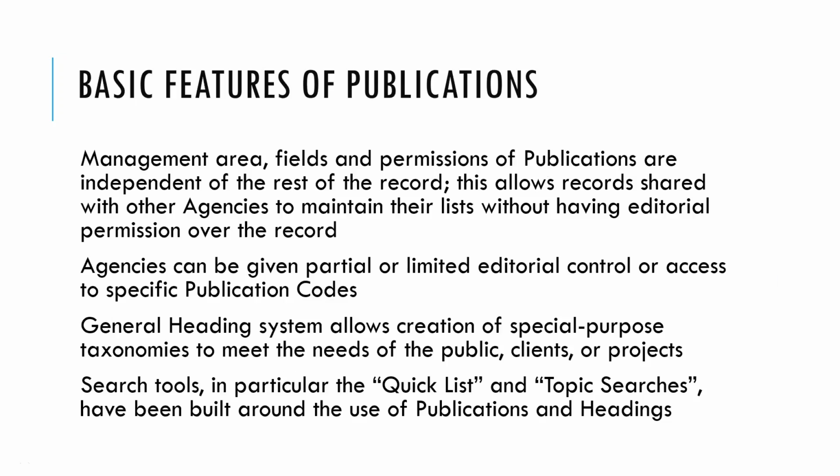So the basic features that a publication has is, first of all, that they have their own management area, their own fields, and their own permissions that are separate from the rest of the record. That means that if you don't own the record, if you have access to that record and are allowed to assign publication codes, you still have the ability to use the publication codes to create your own lists, to add your own categories to those records in a way that's independent of the record itself.